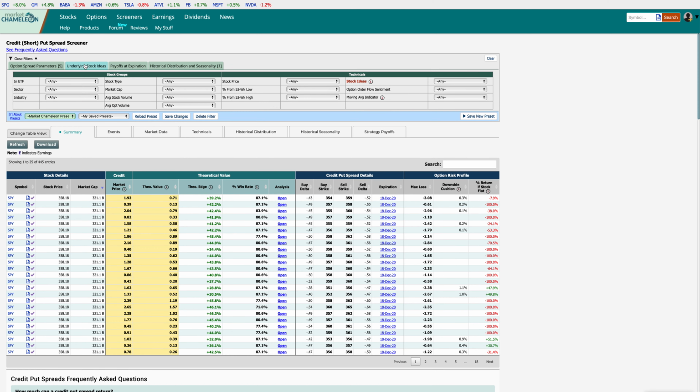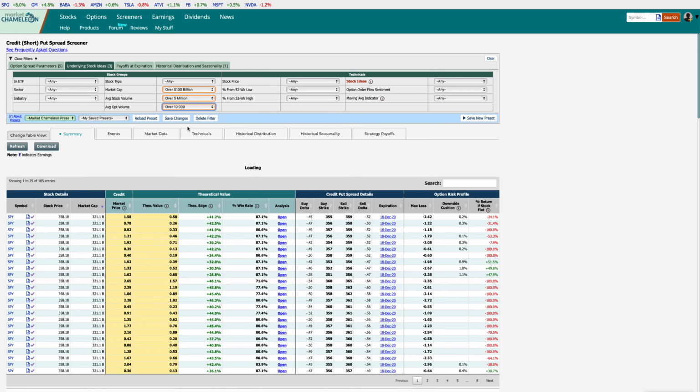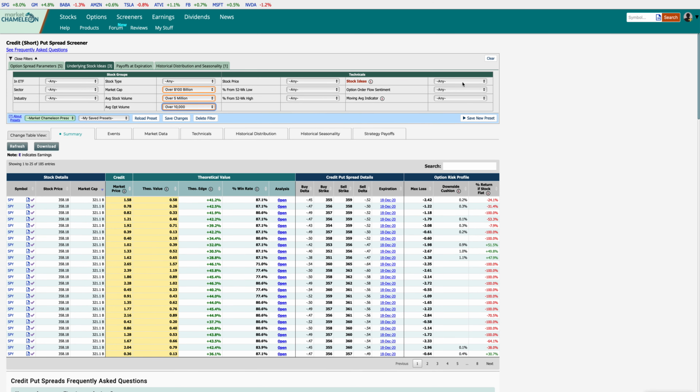There's a few other little tabs to go through. If you wanted to be more diversified and only look at certain types of sectors or industries, again you can click on the sector tab and filter through. This is also another good little one. I do like to look at stocks that have a big market cap, but also a large stock volume as well. But most importantly, a high average option volume. Normally it's the highest end of most of these. So anything over 10,000 is a must.